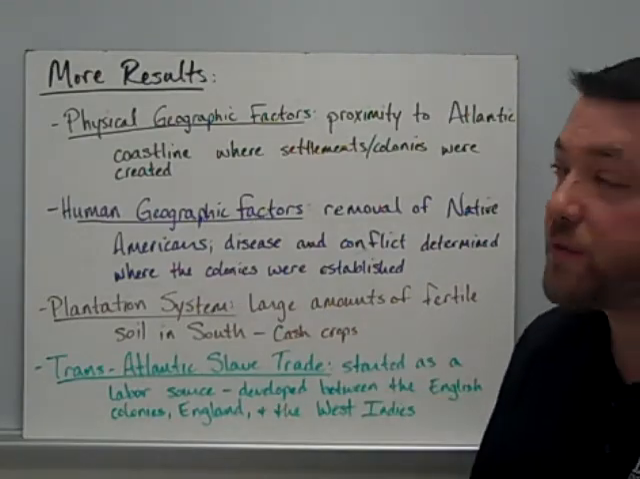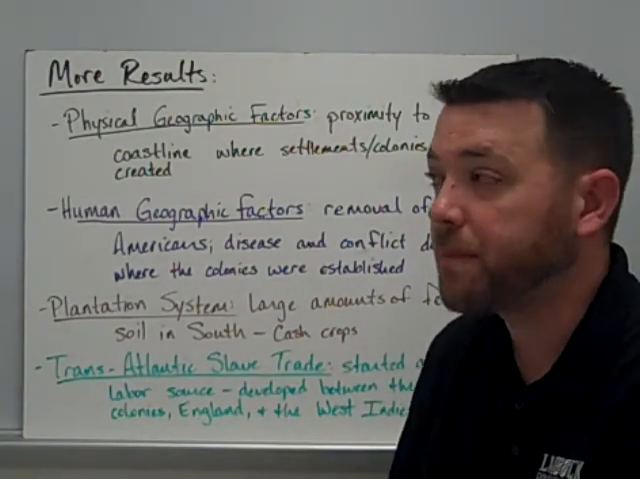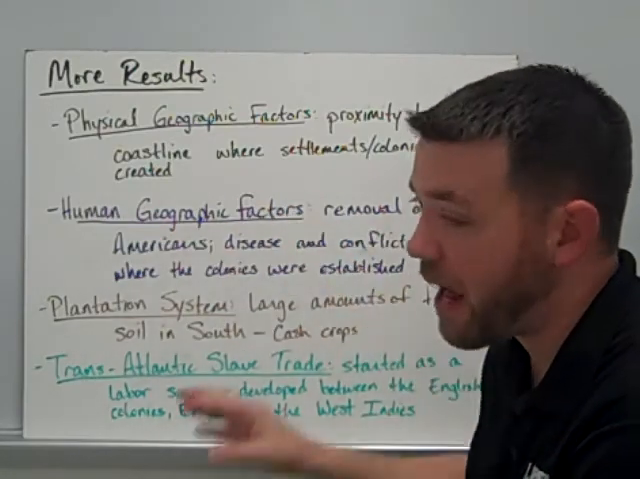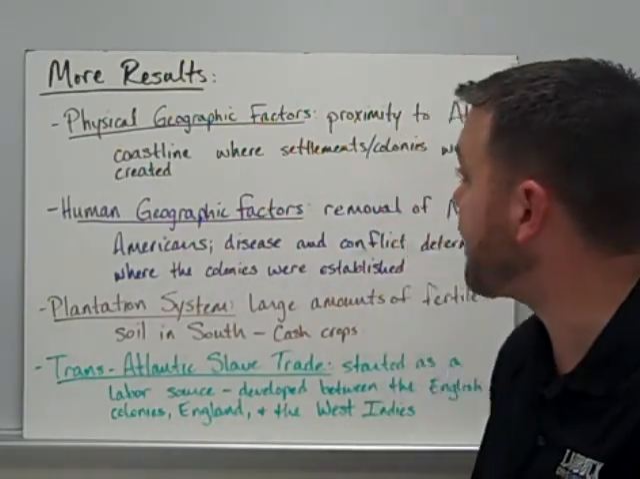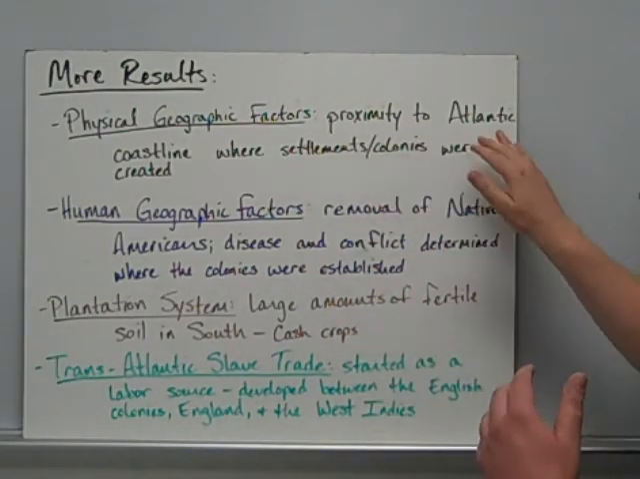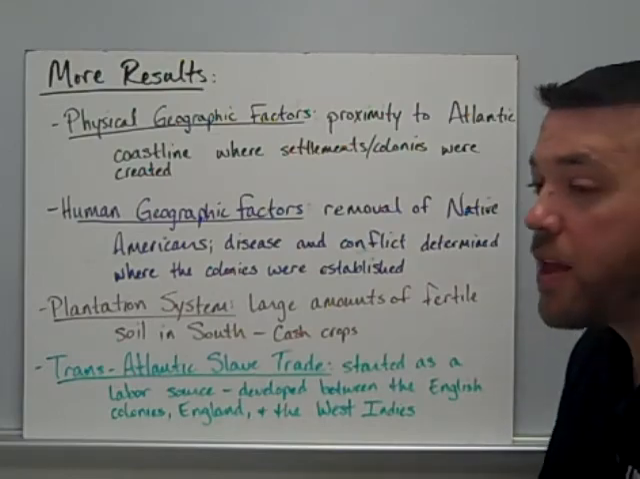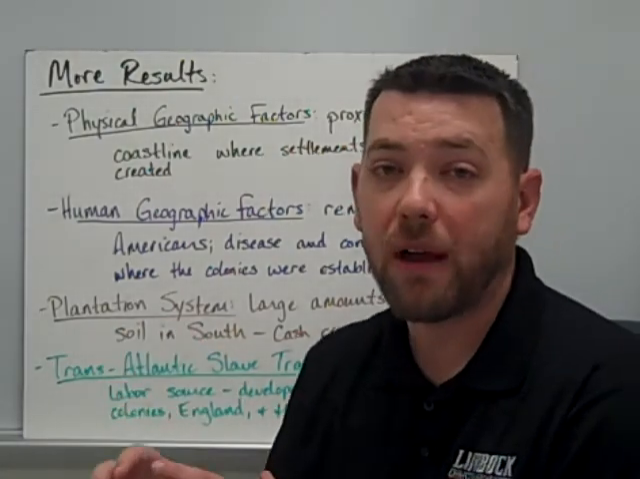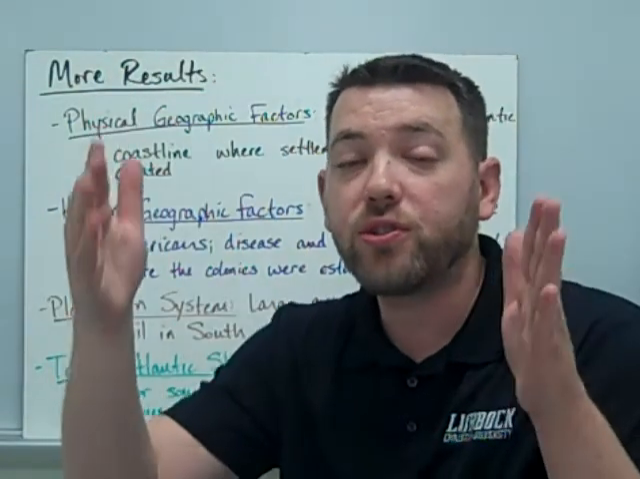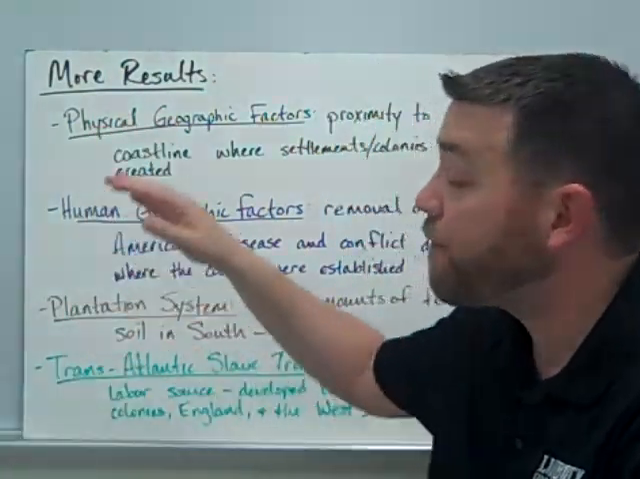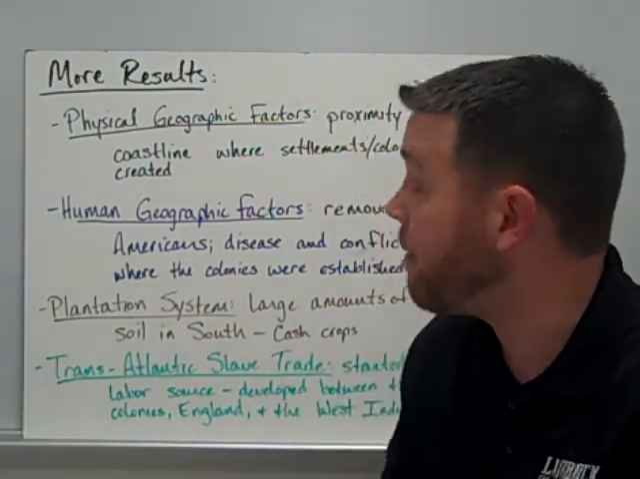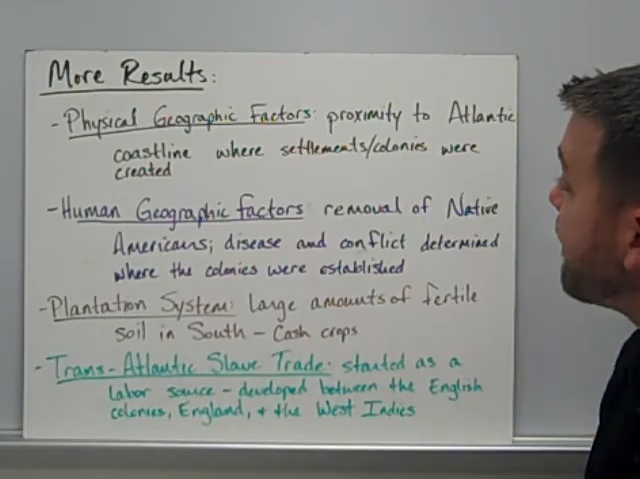Some more results from exploring and colonizing. There were physical geographic factors and human geographic factors. The physical geographic factors basically talk about the proximity to the Atlantic coastline. And the reason we talk about these physical geographic factors is because that Atlantic coastline is the closest to Europe. And so, of course, they're going to settle there first because that's the closest to them.